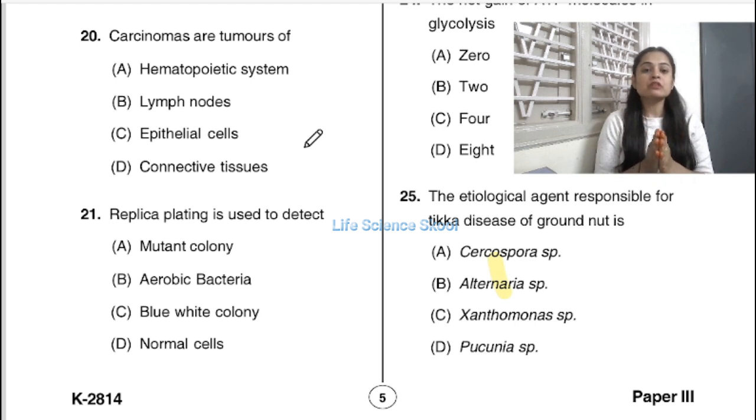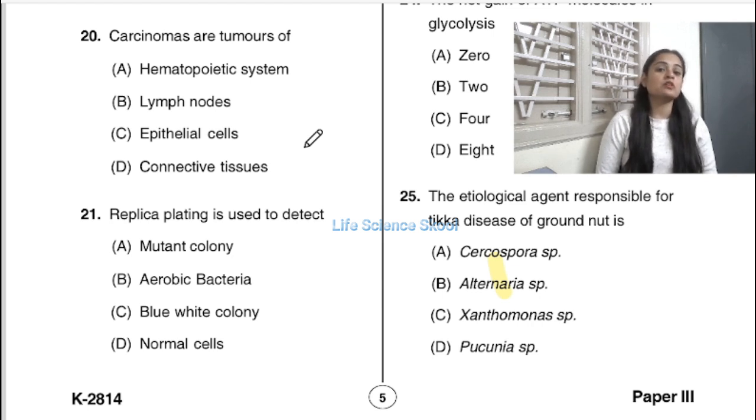Okay. And coming to the lymph node, obviously lymph node is not the answer. Lymph nodes are small cluster of cells. Okay, and they fight against the invaders. It is associated with the immune system. Okay, and these are going to fight against the foreign particles. Okay, which helps in the fight against the foreign particles. And coming to the epithelial cells, carcinomas are tumors of epithelial cells. So option C is the correct answer. So epithelial cell is the correct answer.